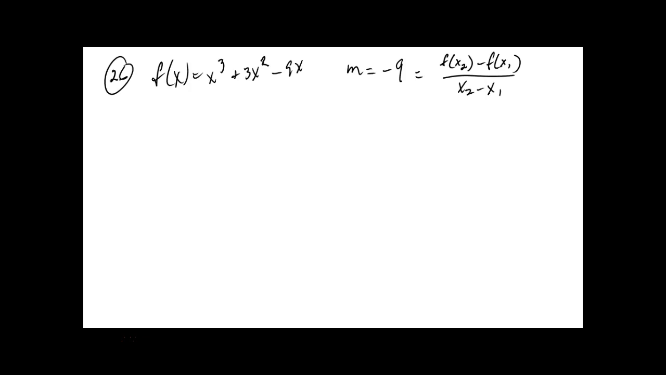All right, this is 26. So the function f of x is equal to x cubed plus 3x squared minus 9x, and the m is equal to minus 9, right? Okay. Now, how do you get this? That's a y2 minus y1, right? Only now we've got a function here, so your y's are f of x, and so let's call it f of x2 minus f of x1 over x2 minus x1. Okay? That's equal to negative 9.